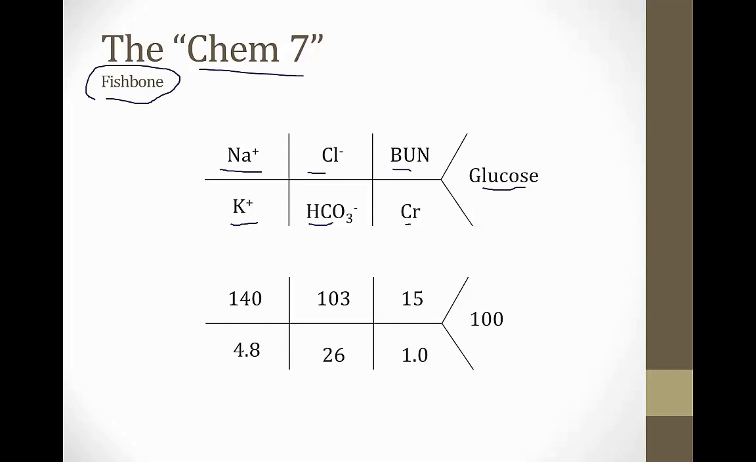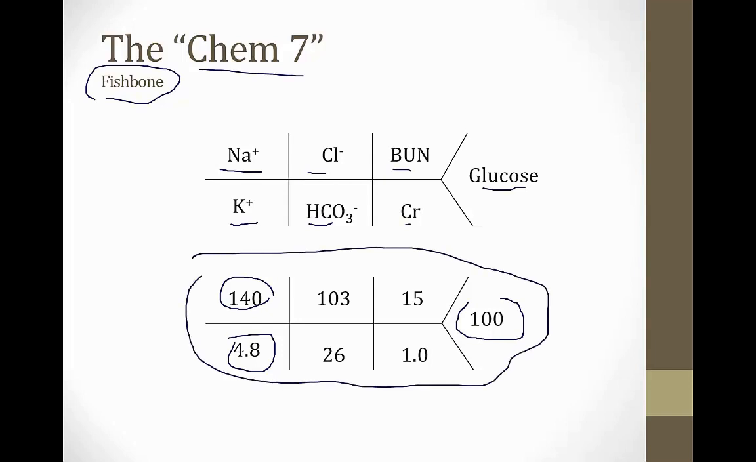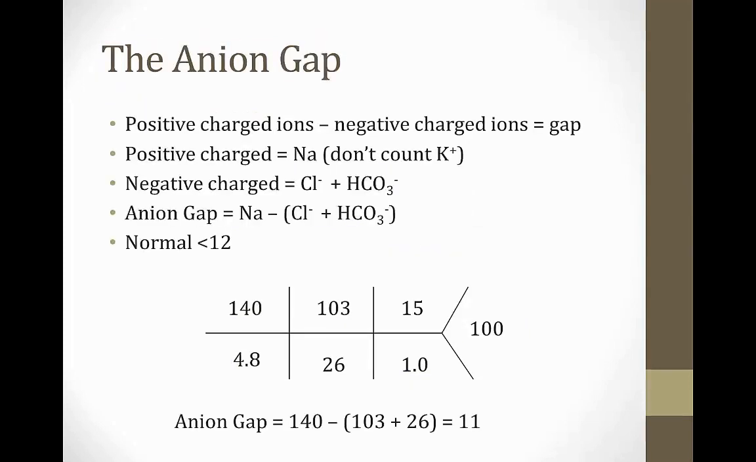So it's this little set of crossed lines here, and they always write the numbers in the same place. So they always write the sodium in the top left corner here, and the potassium down here, and the glucose over here, and all the other numbers where I've shown you on this figure. So get familiar with the fishbone so that when you're rounding in the hospital and you see something like this in the chart, you will know that 103 is the chloride and that 1.0 is the creatinine. They're always written in the same place. So once you know the Chem 7, you can determine the anion gap.